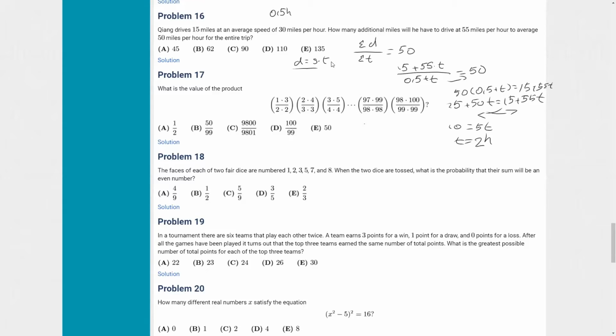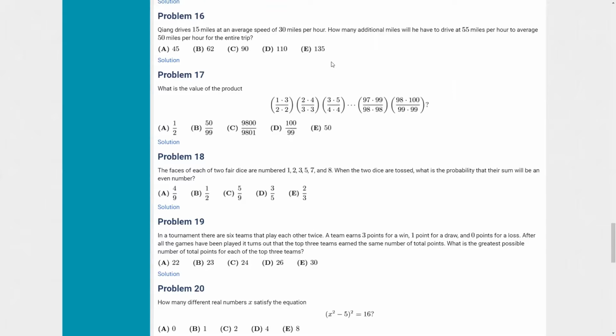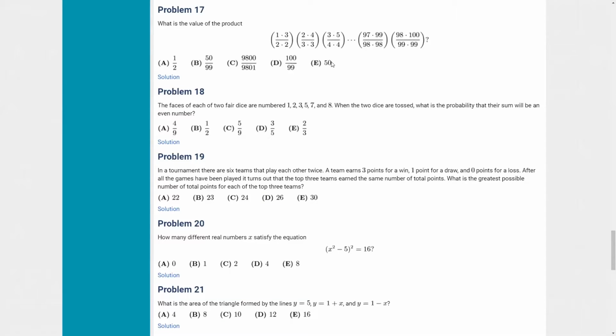So, as you can tell, he needs to drive 2 more hours. But the question wants us to figure out how many more miles he drives. So 2 hours at 55 miles per hour is 2 times 55, so 110 more miles. He drives 110 more miles in order to achieve that average over the entire trip. So the answer for question 16 is D.